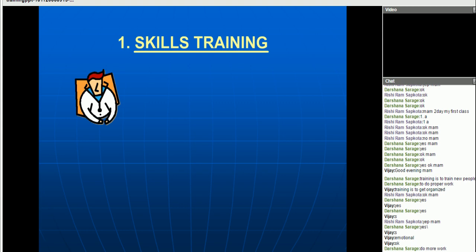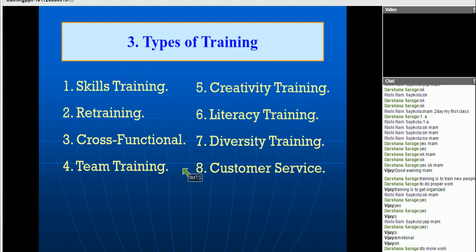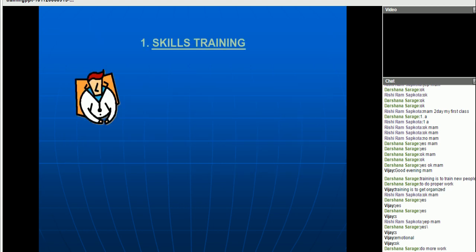These are the different types of training which can be provided in an organization. Skills training, retraining, cross-functional team training, creativity, literacy, diversity, or customer services. It depends upon the department in which you have been placed. It all depends on that. So, skill training is the basic kind of training that is given in any organization.